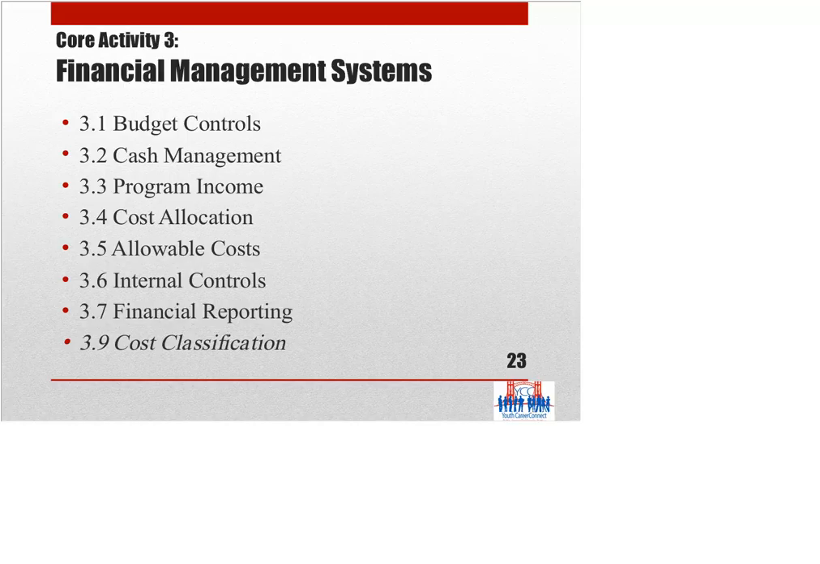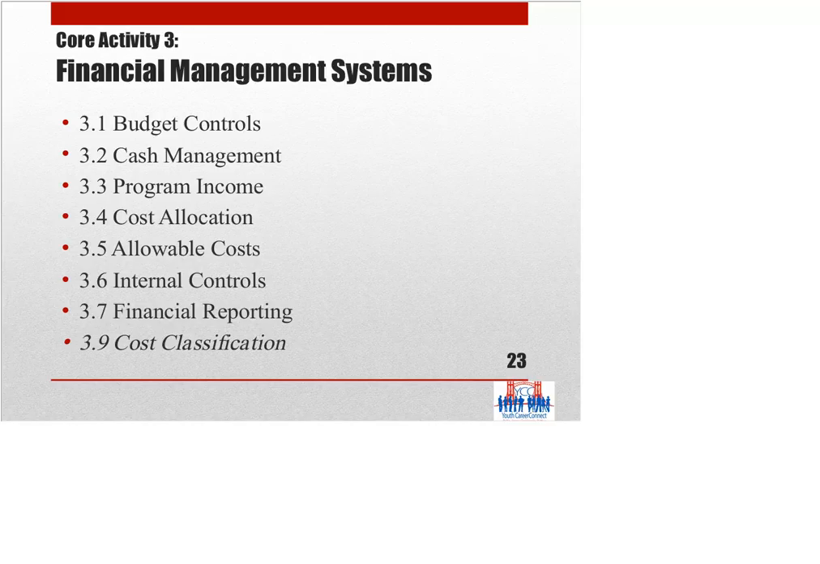3.9 cost classification is an additional objective that is used while conducting a financial review, and that focuses mainly on whether or not a cost is correctly identified as either a program cost or an administrative cost.